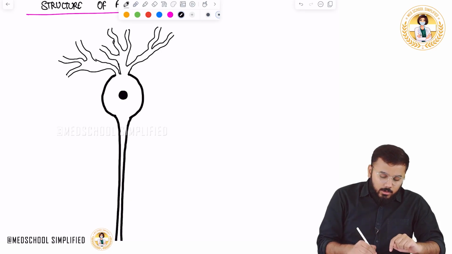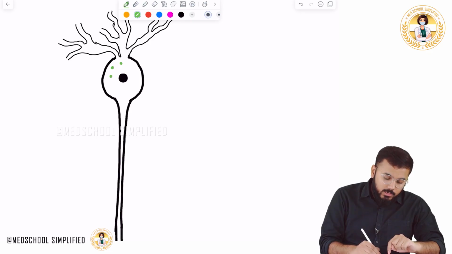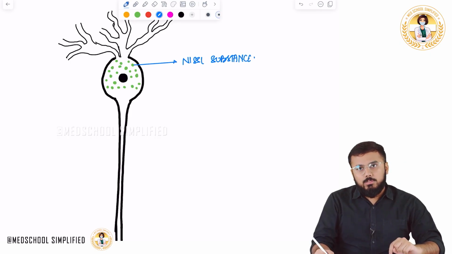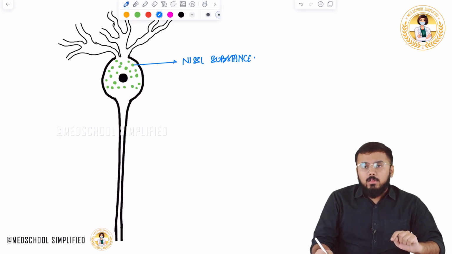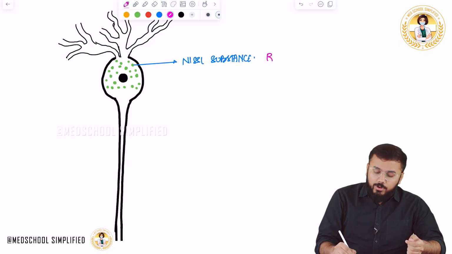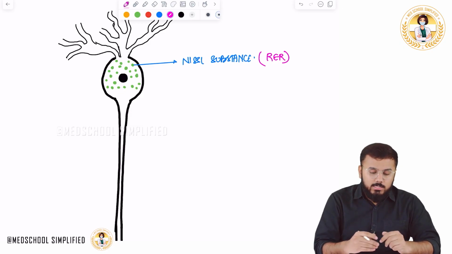Now, surrounding the cell body, are there any other structures? Yes. Surrounding this cell body, we have these green colored dots, which are called your Nissl substance. What is this Nissl substance? Nissl substance is nothing but your rough endoplasmic reticulum. The rough endoplasmic reticulum itself is called the Nissl substance.